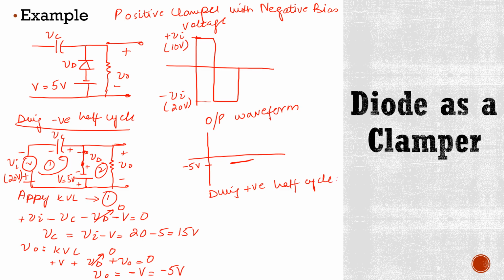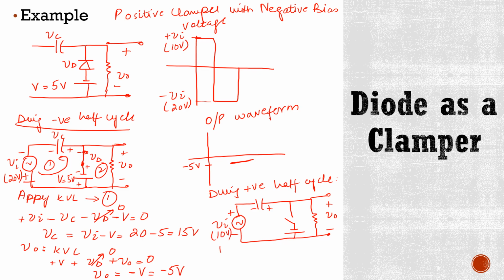This diode will be off. So again, you draw your circuit and it will look like this. Here you have V0. This is positive, negative, positive, negative, positive, negative, because here we are talking about positive half cycle, and here this Vi is 10 volts.